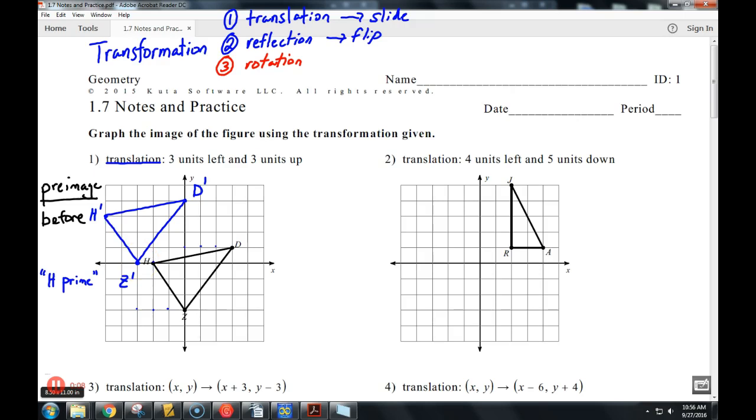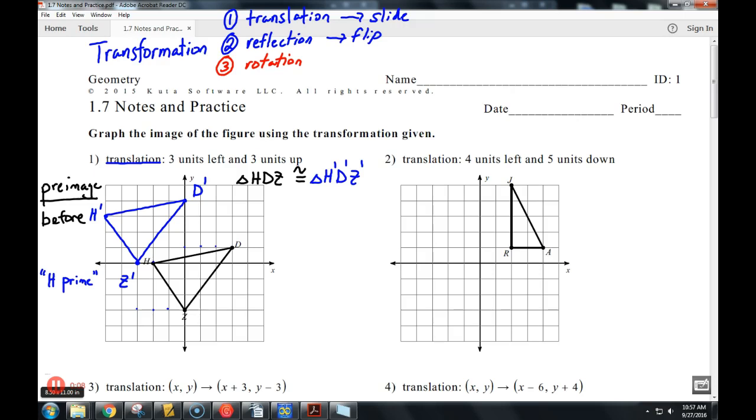Okay, so one thing I want to write in here: triangle HDZ, and the order of the letters is not important on the first triangle. Triangle HDZ is definitely congruent to triangle H prime, D prime, Z prime. I just want you to realize that when you do a transformation, it does not change the shape of the actual figure. It stays the exact same.